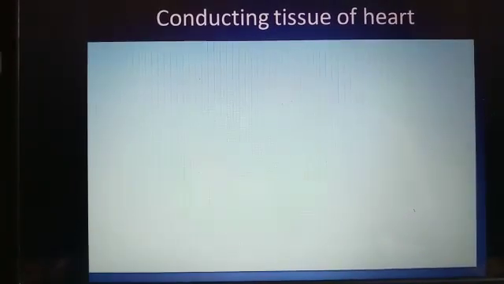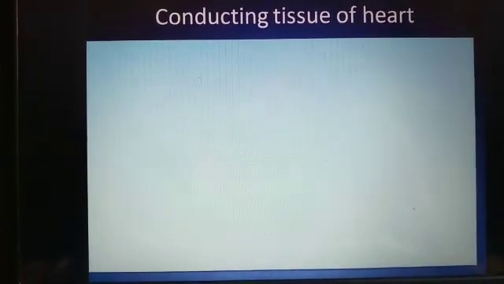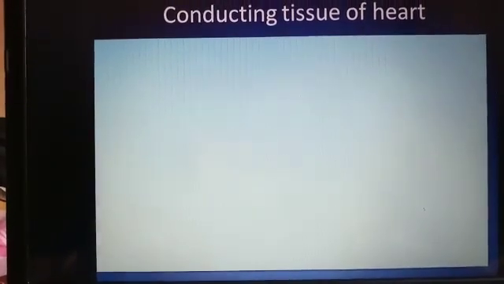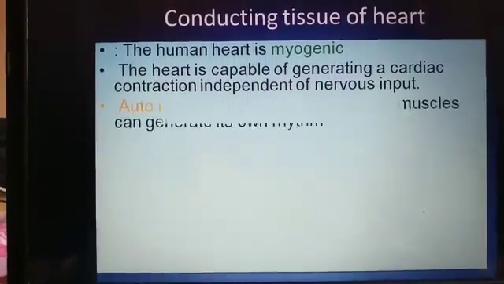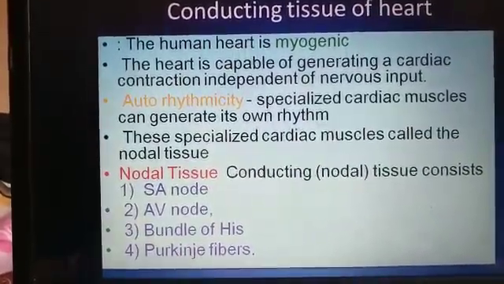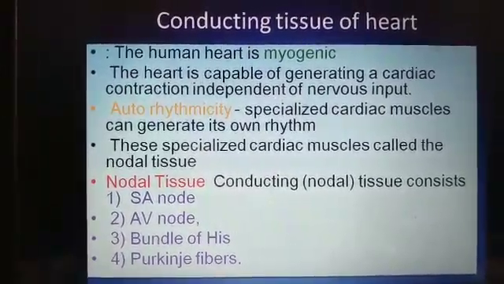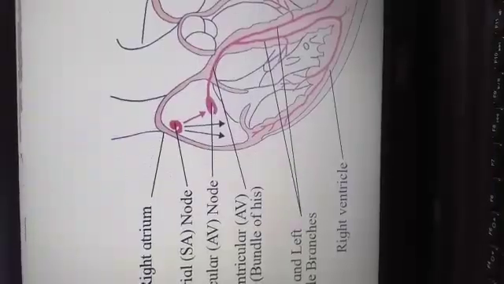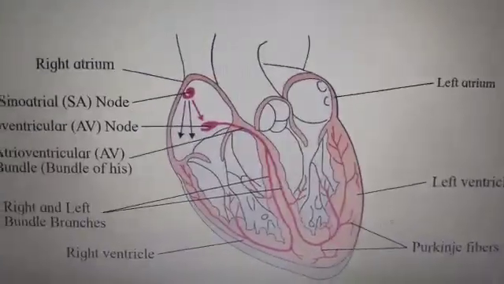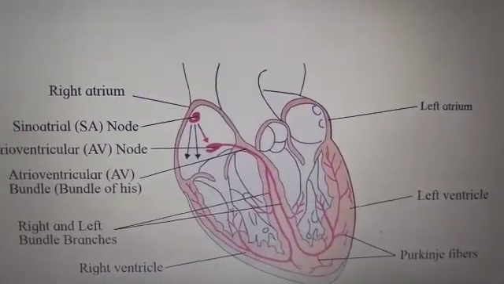This autorhythmic nature of the human heart is given by specialized cardiac muscle, and these specialized cardiac muscles are called nodal tissue. There are four different types of nodal tissue in the form of SA node, AV node, bundle of His, and Purkinje's fibers. This is the conducting system of the human heart, in which you can clearly observe the four different nodal tissues.